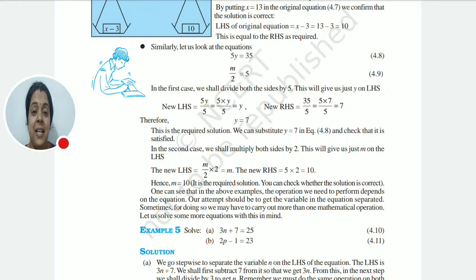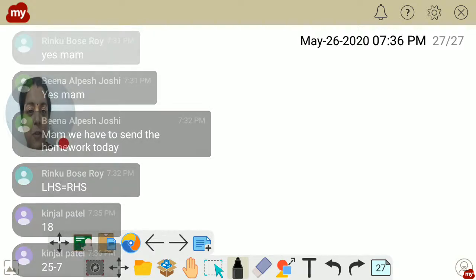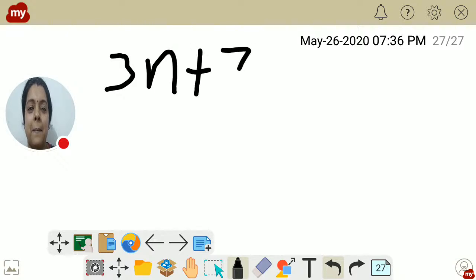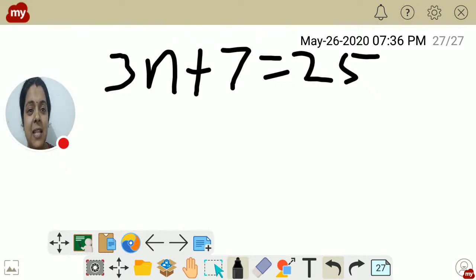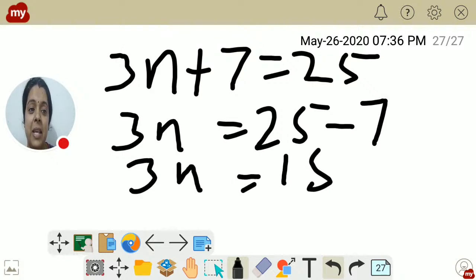3n plus 7 is equal to 25. Let's see what the answer is. Okay, first step, very good. Let's go for the next step. The first step is 25 minus 7, right? I'll solve it also. Don't leave 3n. What will it be? 18.